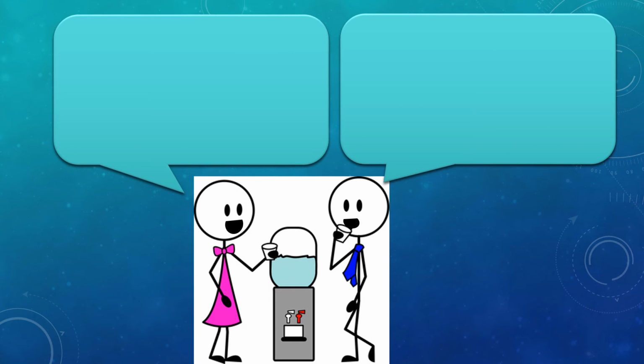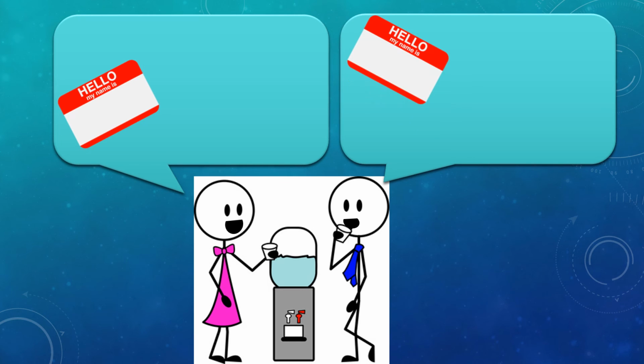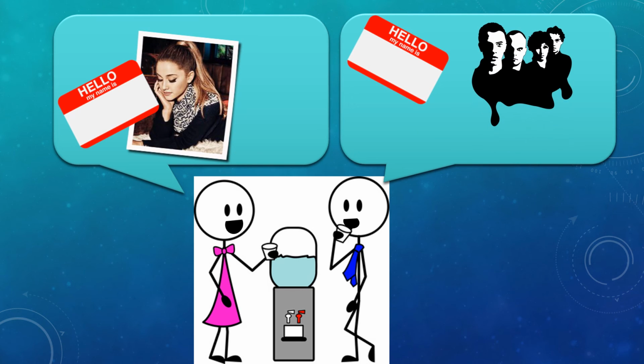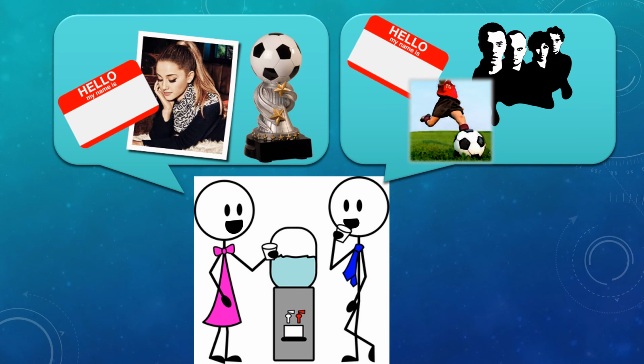So now Jill and Jack have communicated. The first time they communicate, it's going to be terrible, but then they get better and better and better. So practice does make perfect. Now they know each other's name, and they've figured out who likes what kind of music. And they've discovered that they both play soccer.